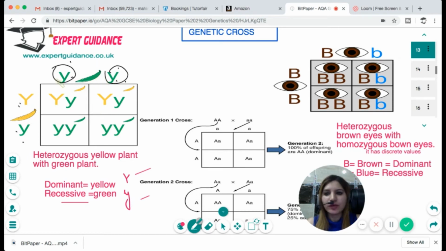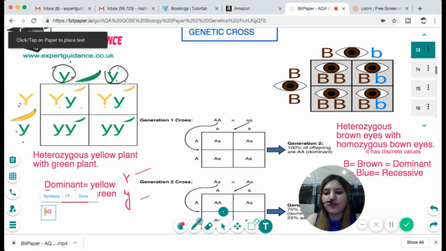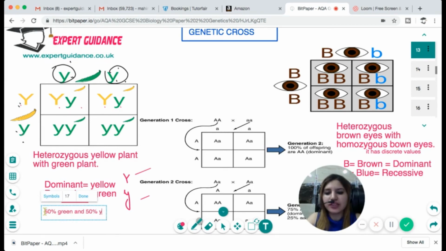Now when we are crossing it, these two will separate. So the gametes will be small y, and big Y and small y. Now in a Punnett square, we'll do a cross. So it will be capital Y, capital Y, small y, small y, small y, small y. So what ratio did we get? So here we got 50% to be green and 50% to be yellow.